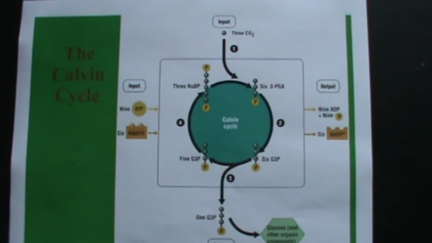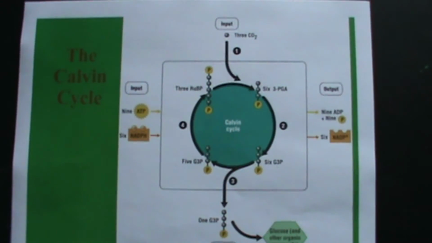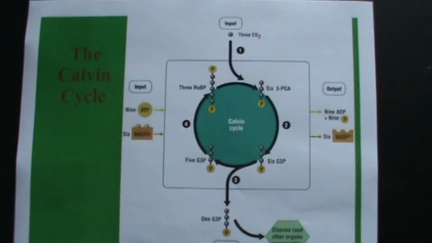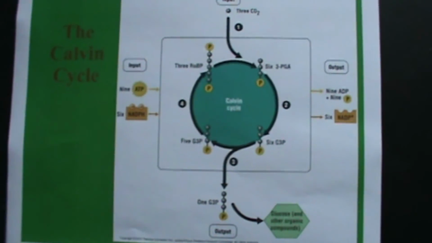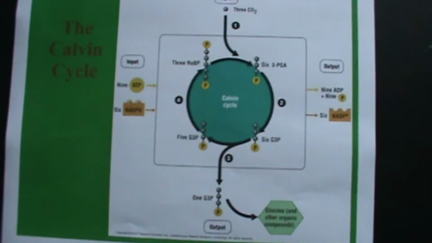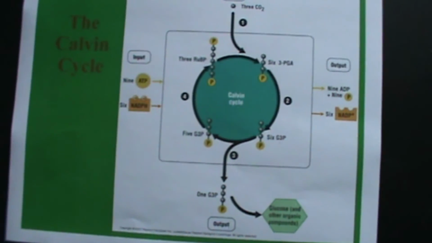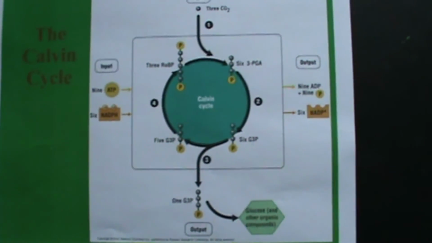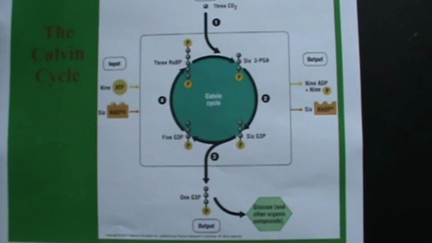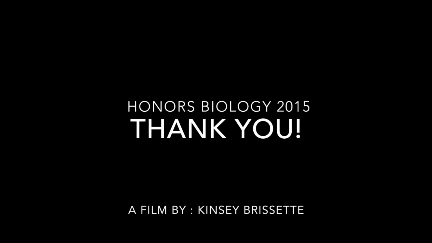1 G3P goes out of the cycle to make half of a carbohydrate molecule. The other 5 G3P continue in the cycle. Then 3 ATP are added to the 5 G3P to convert it back to RuBP, and the cycle starts again, with the output of the reaction being an organic molecule, such as glucose.